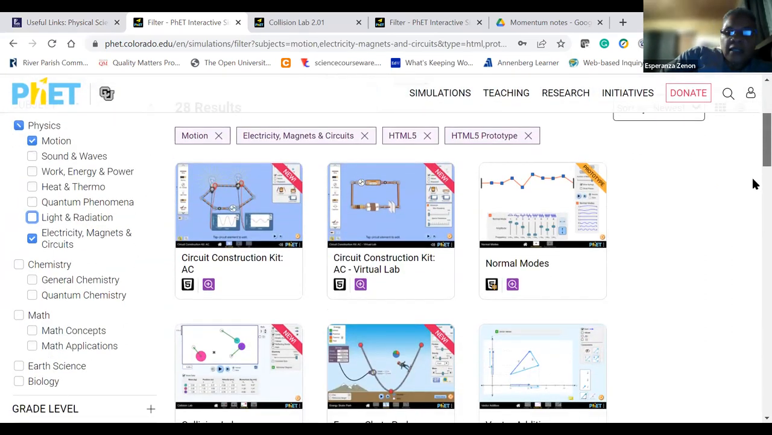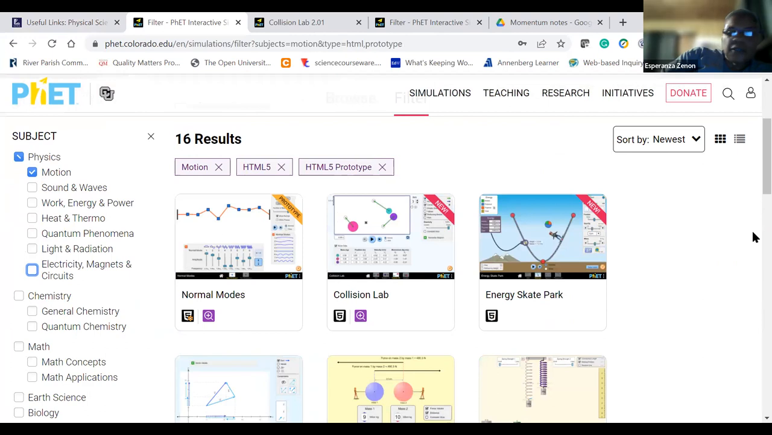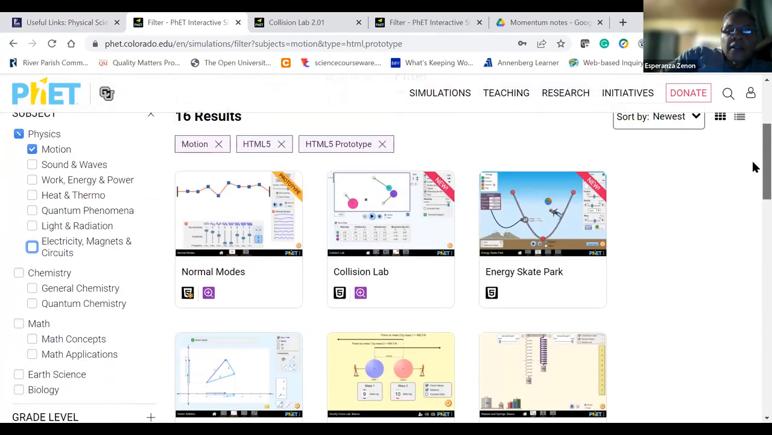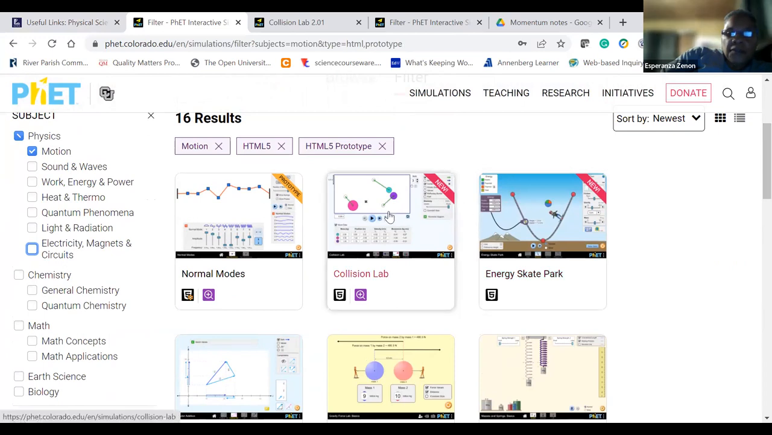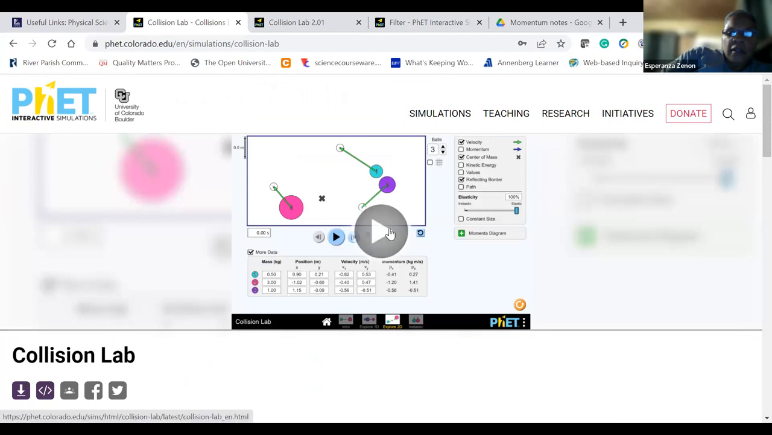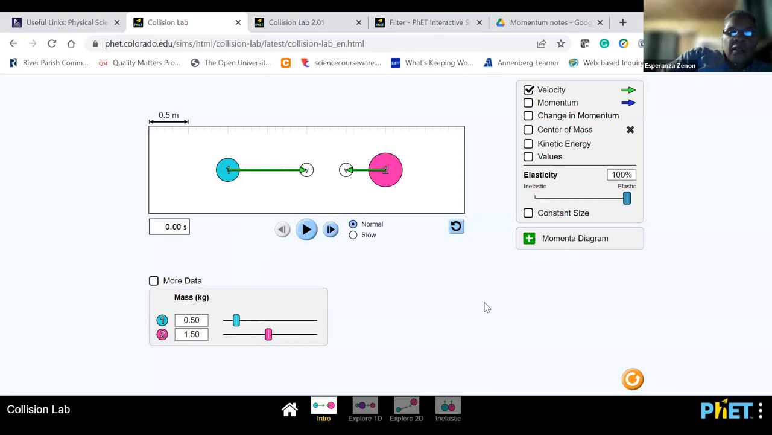So let me see if, no, let me get rid of all this electricity stuff. And let's go find, I think that's the collisions lab right there. And hit the play button, right. So you see, you can turn on all of this stuff.